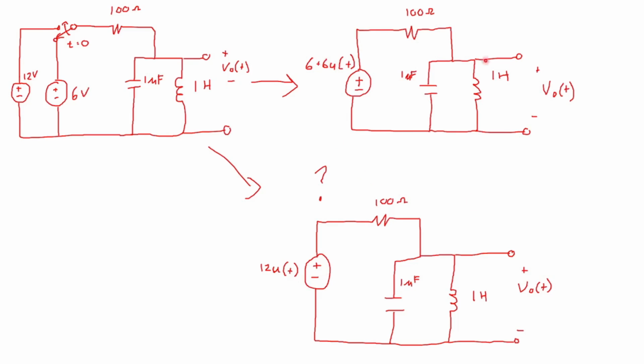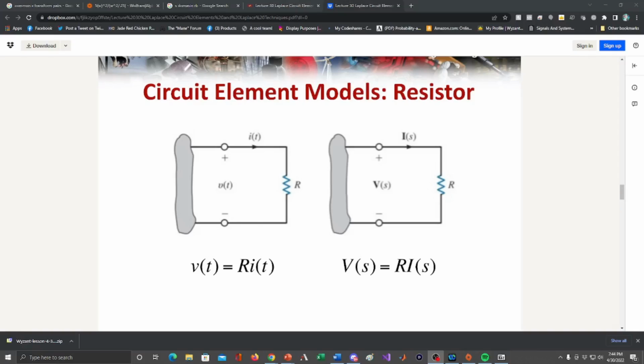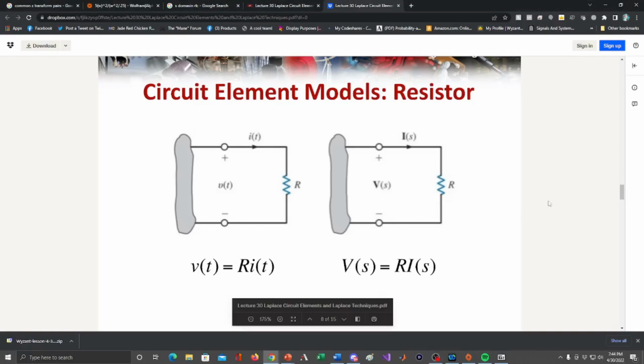Anyway, so I'm going to use the first picture. And so we're going to get 12 over s here either way. All right, so I've got my slides here. So the thing that we're going to do now is we need to convert each circuit element into the Laplace domain.